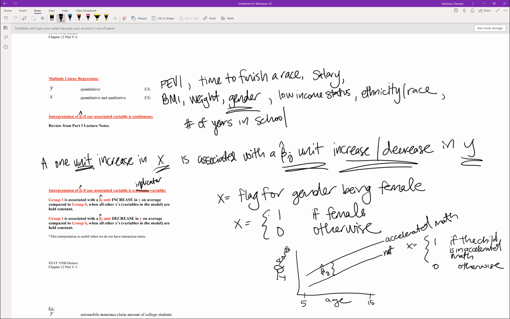I hope you learned something today about indicator variables. There's some vocabulary to focus on. Multiple linear regression: remember that our response is quantitative and our predictors can be a mixture of quantitative and qualitative variables. And the way we interpret our beta hat j's associated with those variables will change depending on whether you have a quantitative variable versus a qualitative variable.